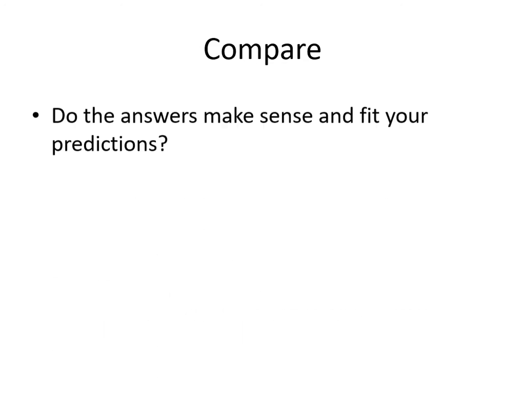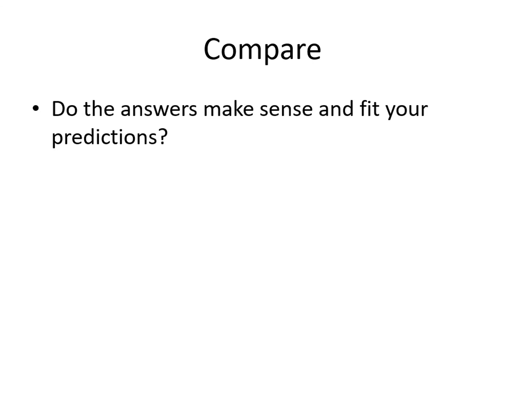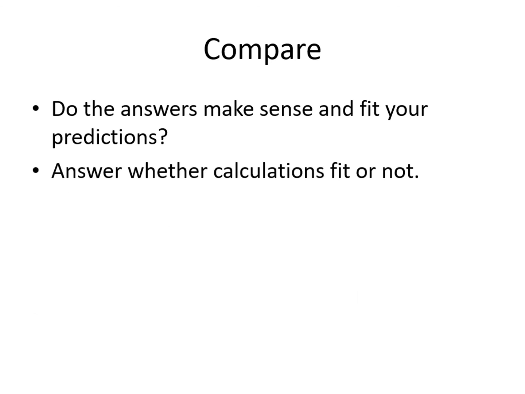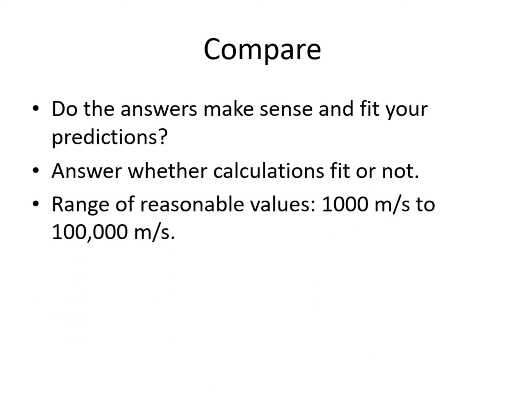Now you should see if your answers make sense and fit your predictions. Remember to answer this part whether the calculations fit or not. Notice that escape speed doesn't change nearly as fast as mass. So even the smallest escape speeds you should see will be around 1,000 meters per second, while the largest should be less than 100,000 meters per second. If the answer is outside that range, there's a good chance that something went wrong in the calculation. Go ahead and check your work, and if you get stuck, feel free to ask for help.